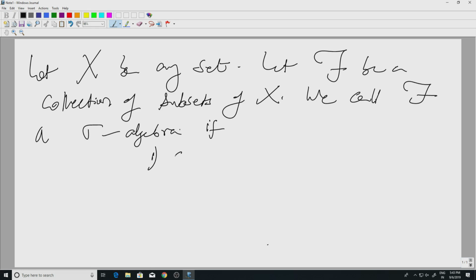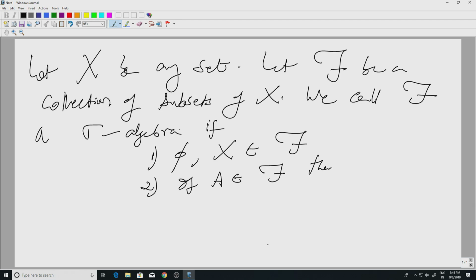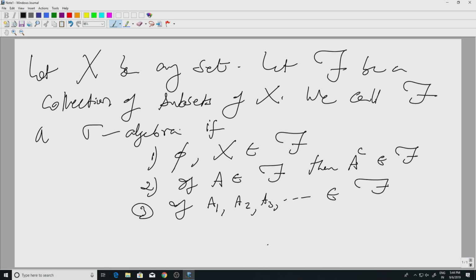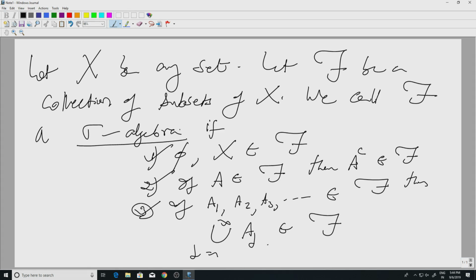1, the empty set and the whole space should be in script F. 2, if I have a set A in script F, then the complement, A complement, should also be in F. Okay. 3, if A1, A2, A3 etc., countably many sets, are all in script F, then their union, the union of Aj for j equal to 1 to infinity, should also be in script F. If I have these three properties, then we call script F a sigma algebra.